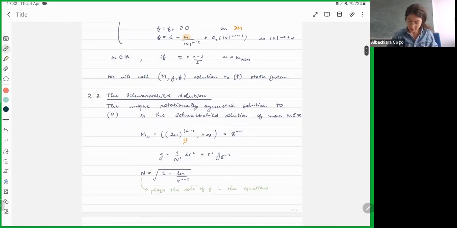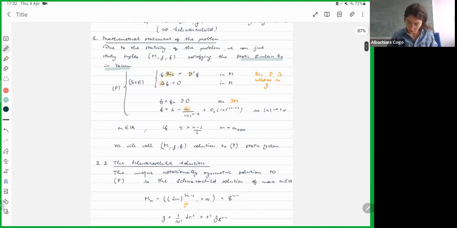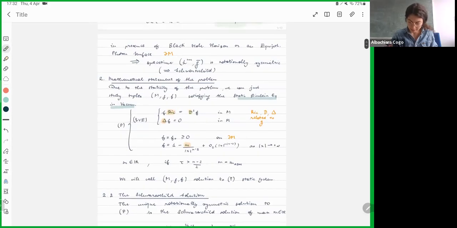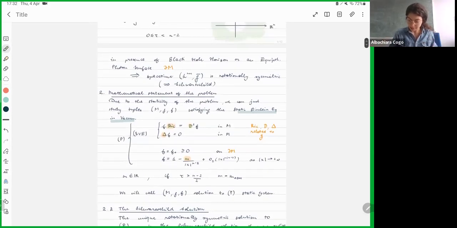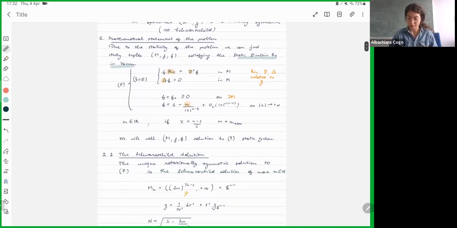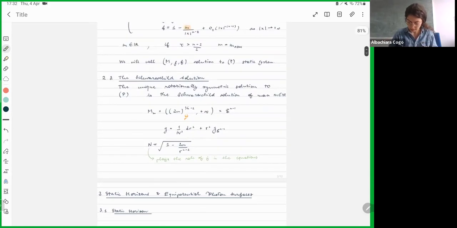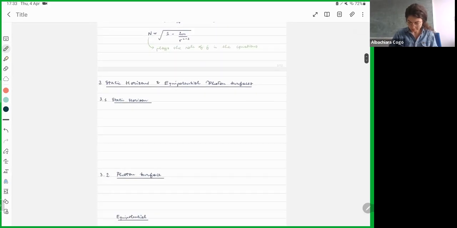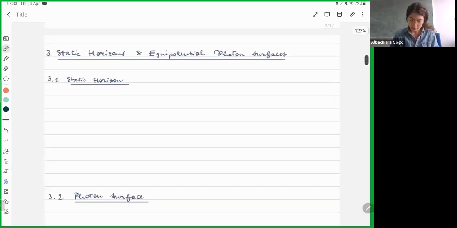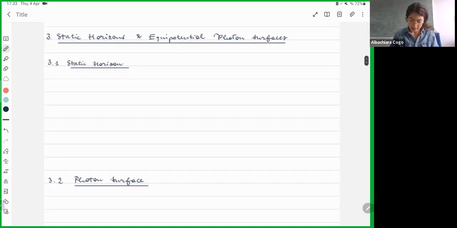Okay, so this is the setup, and as I said before, we want to show that if I prescribe the boundary simply being a black hole and an equipotential photon surface, then I must be Schwarzschild. So this is a very strong statement. I just underline it.